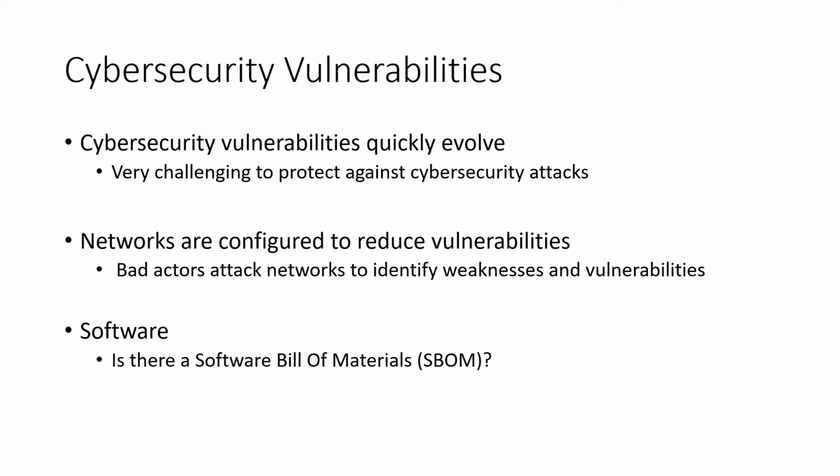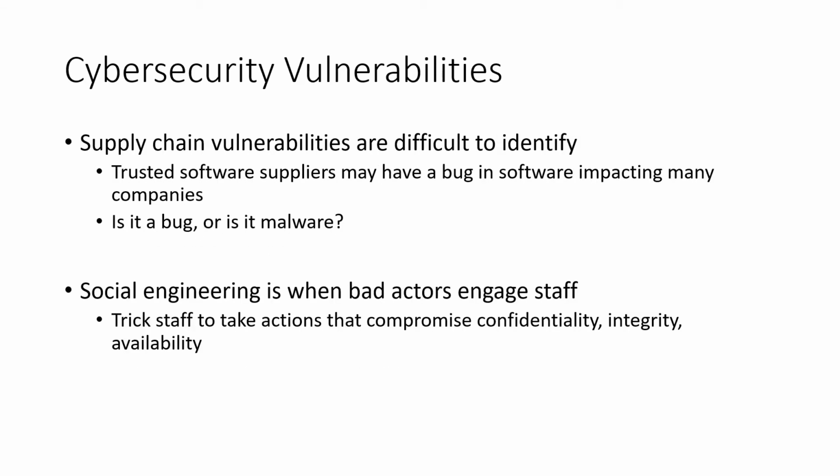We all have cybersecurity vulnerabilities in our systems. These vulnerabilities quickly evolve. They're very challenging to protect because they keep changing. The bad actors attack networks to identify weaknesses and vulnerabilities. The software you have, do you have a software bill of materials? How do you know the software you're running is malware free? Supply chain vulnerabilities are difficult to identify. You have trusted software suppliers and you have a bug in the software impacting many companies. Is it a bug or is it malware? Social engineering is when bad actors engage staff, trick the staff to take actions that compromise confidentiality, integrity, and availability, our basic tenets of security.